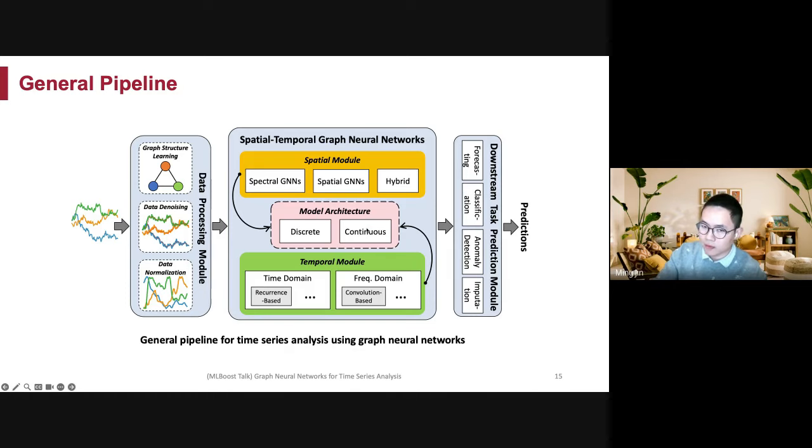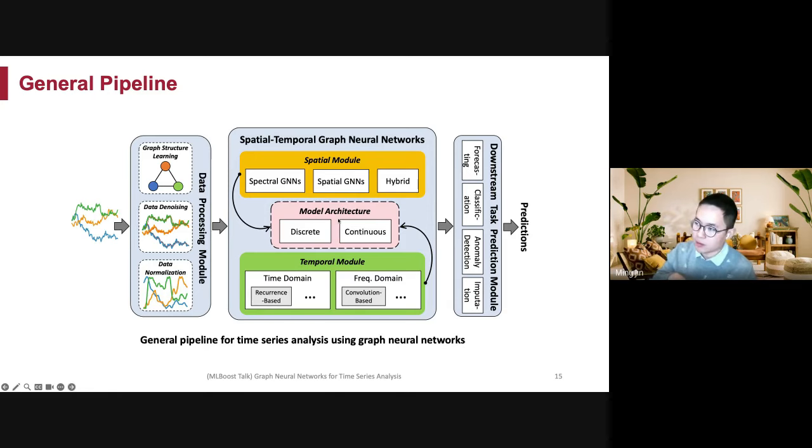And for the continuous one, for example, recently there were some works that used differential equations, like the NODE, the neural ordinary differential equations, to do that. So in terms of that, it's called the continuous. And that's about the model architecture.